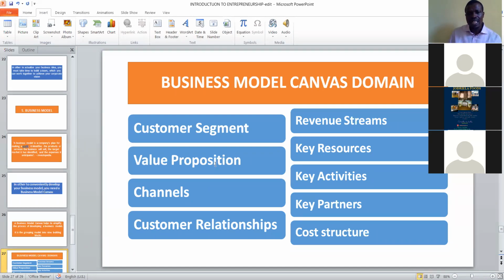So then after the value proposition, the next is channels. Channels has to do with how you are going to deliver your value to your customers. The question is, how will you deliver your unique value to your customers? How will your unique value get to your customers? How are customers currently getting the value? And how would they love to get this value?